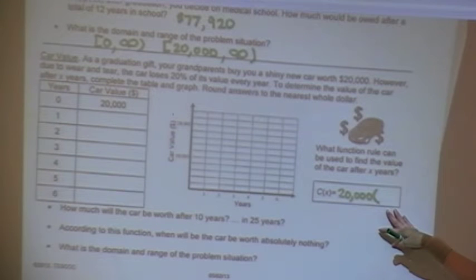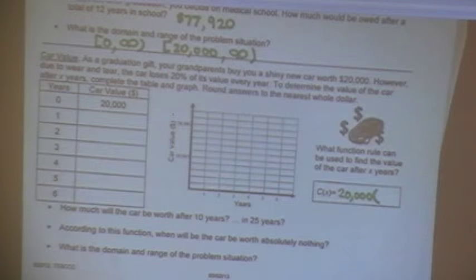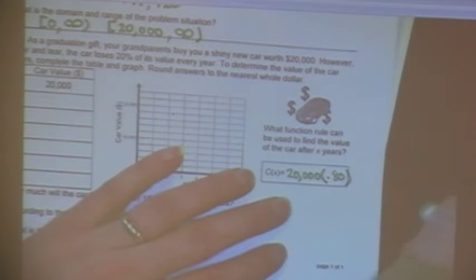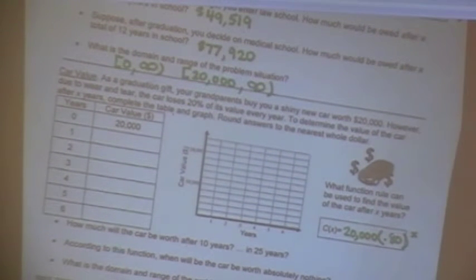Do you understand what I'm saying? Because it's asking for the car value. It's not asking you how much does it depreciate each year. It's asking you really how much is it worth. And every year is worth 80% of what it was the year before. So it's going to be 80% to the x, or 0.80 to the x. So now I'm going to put that in the calculator.